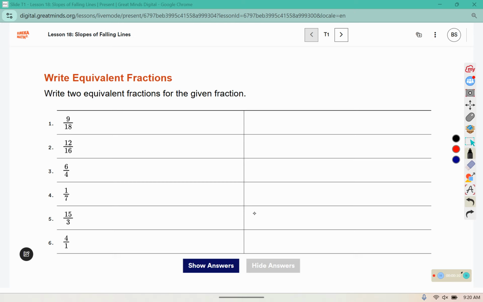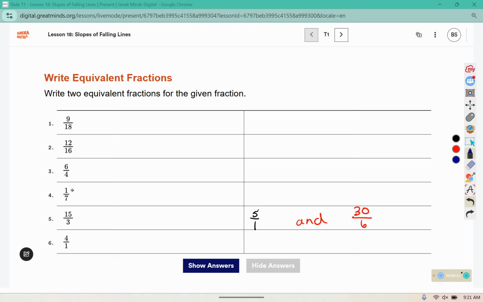15 and 3 both have a common factor of 3. 15 is 5 times 3, and 3 is 1 times 3. So if we divide both the top and bottom by 3, we get 5 over 1. And then to create another equivalent fraction, we can multiply by a number like 2. 15 times 2 is 30, and 3 times 2 is 6.